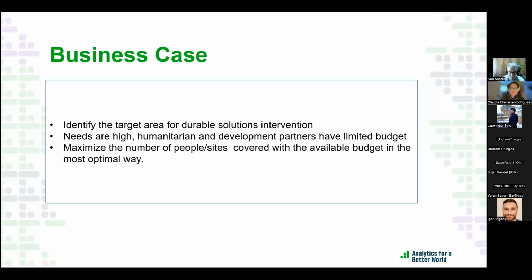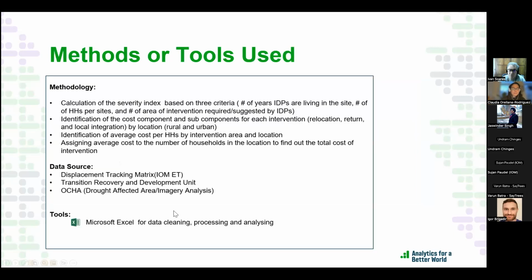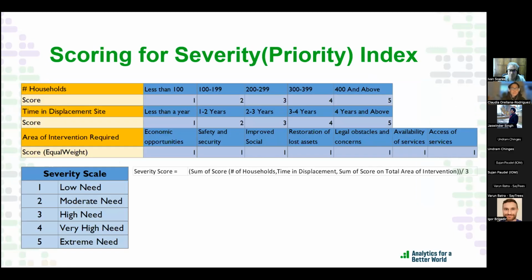So I worked on a model to help the durable solutions working group prioritize locations for the durable solutions interventions. I told you about the methodology. These were the scoring criteria that you are seeing on the screen, and the severity scale. Wherever a location scored 5, those locations were prioritized because of the extreme need. The severity score is the total of the scores summed, divided by the number of score criteria, which is 3. So the score came in between 1 and 5, and then the priority locations were identified.